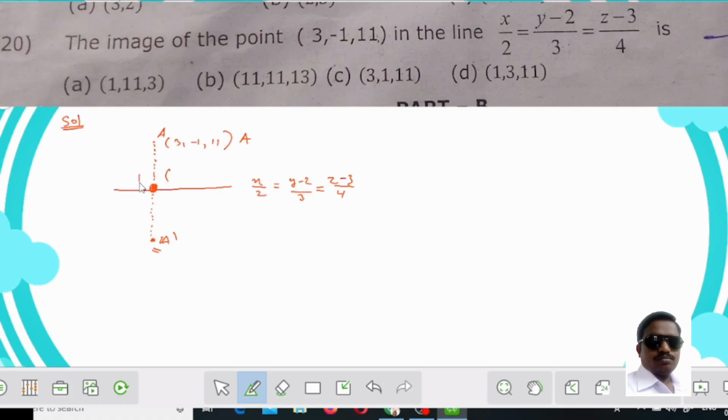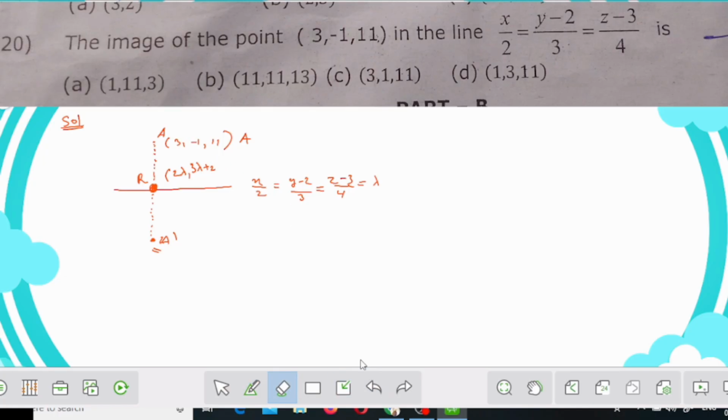You may take this as point R. Any point on the line will be of the form: if you take this as lambda, x/2 = lambda means x = 2 lambda. So the x coordinate will be 2 lambda. If (y-2)/3 = lambda, what about y? y - 2 = 3 lambda, and y = 3 lambda + 2. So the y coordinate is 3 lambda + 2.